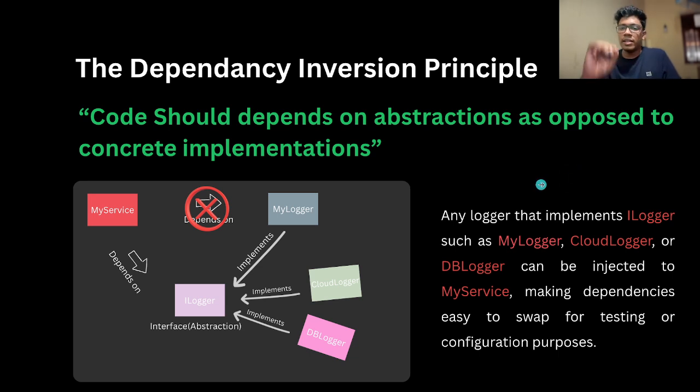So the next thing is the dependency inversion principle. This is saying the code should depend on abstractions as opposed to concrete implementations. So what does that mean? As I have told earlier, my service depends on what?